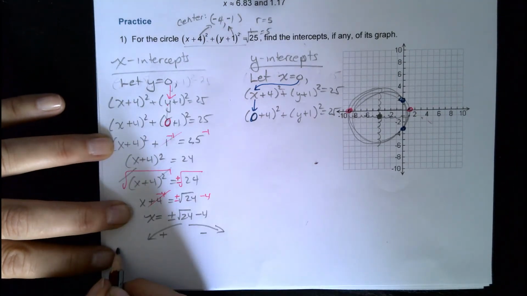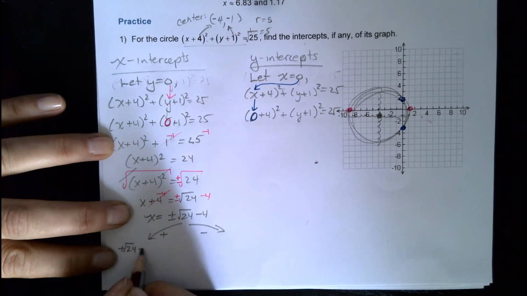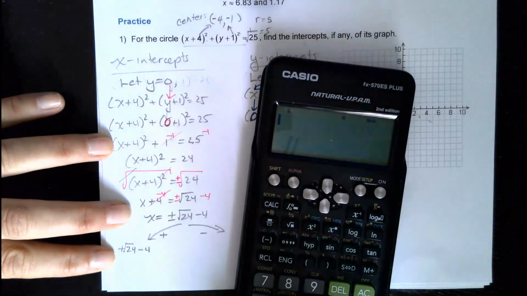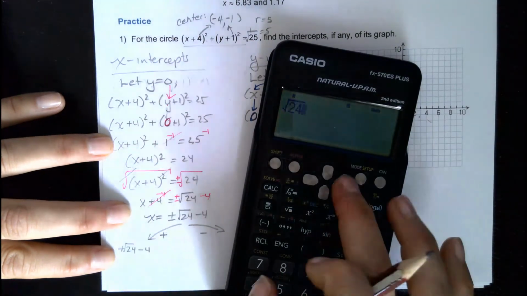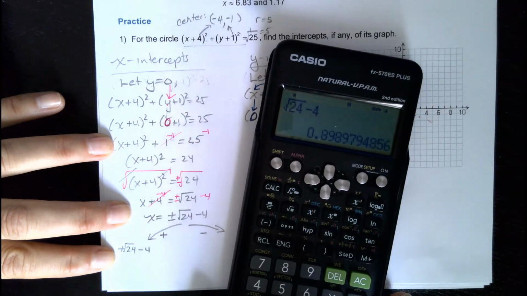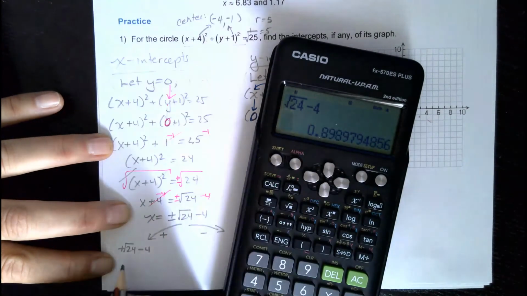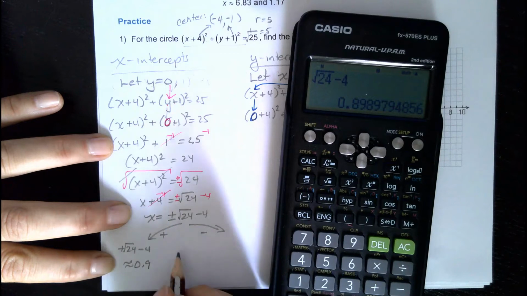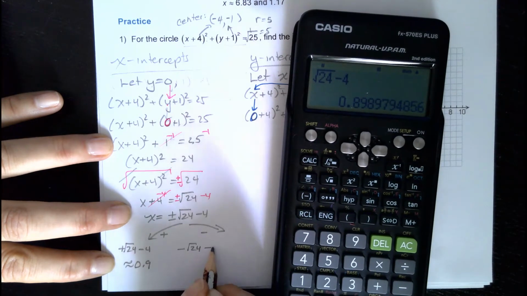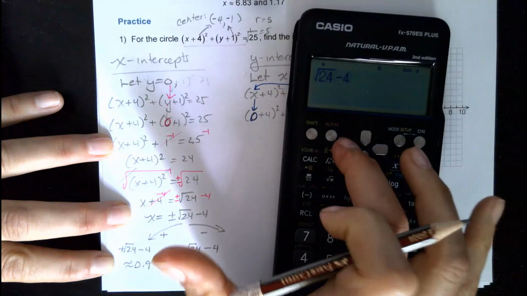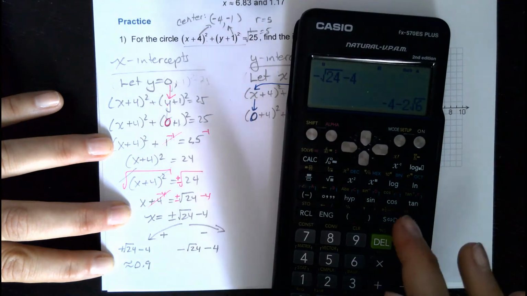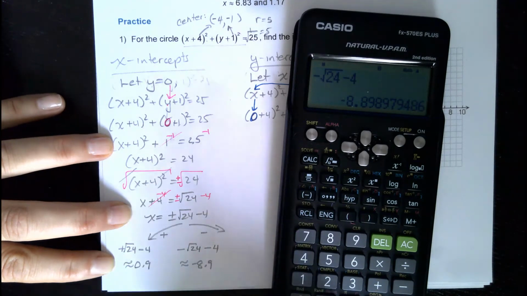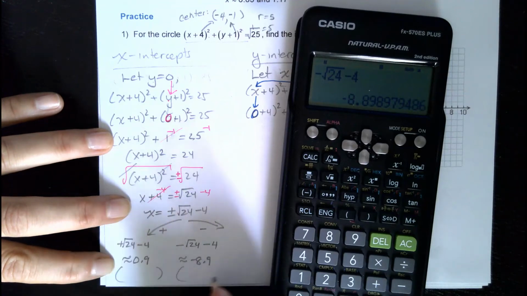So let's do the plus first. Plus root 24 minus 4. Where's my calculator? So I have to go root 24 minus 4. That's approximately 0.9. Now let's do the minus. Minus root 24 minus 4. So let's go back. Don't type it again, just go back and go minus. That's approximately negative 8.9.